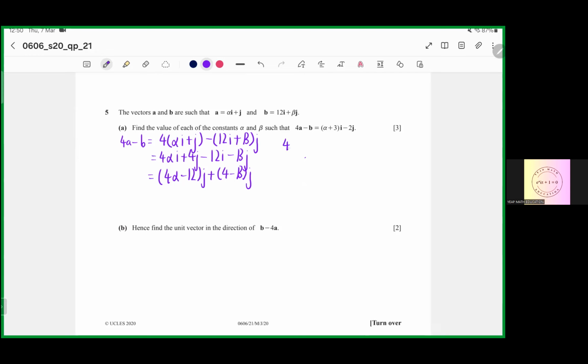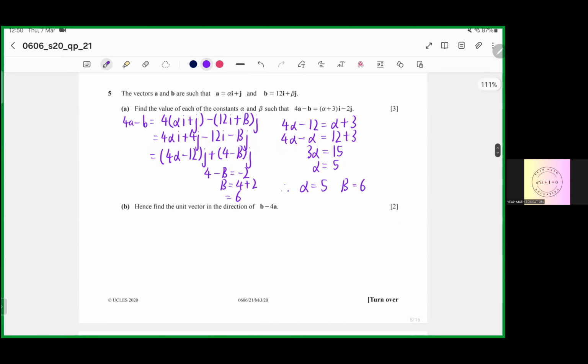So 4 alpha minus 12 equals alpha plus 3. So 4 alpha minus alpha equals 12 plus 3. This gives 3 alpha equals 15, so alpha equals 5. Now we take 4 minus beta equals negative 2 here. So beta equals 4 plus 2 equals 6. So we get alpha equals 5, beta equals 6.